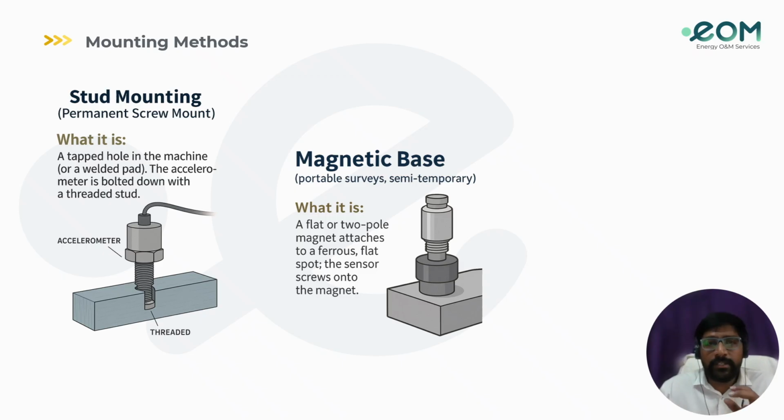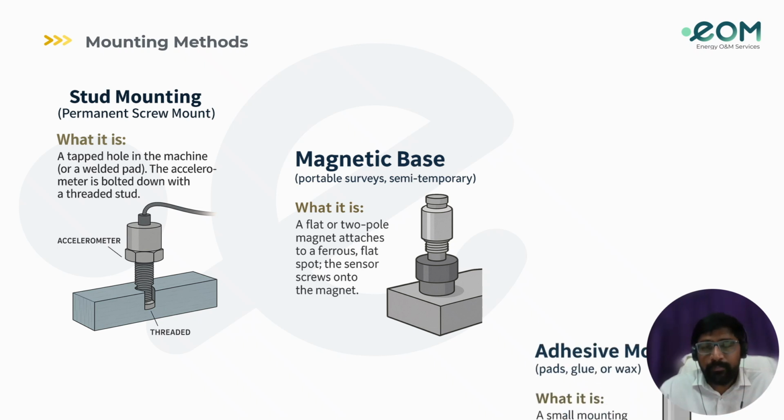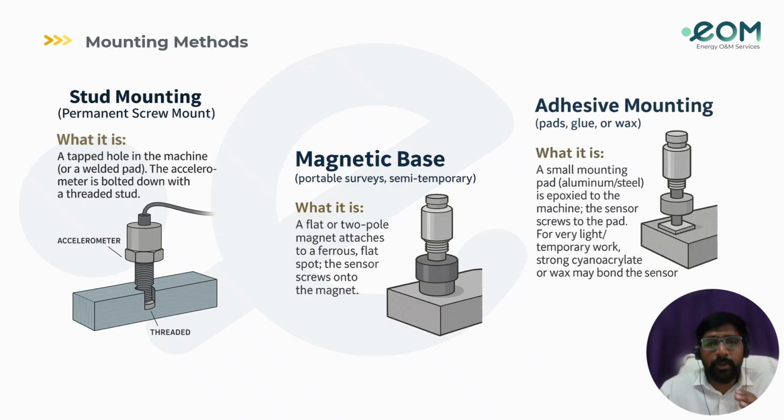And the third one is adhesive mounting, where pads or glue or wax are used. Coming to the adhesive mounting, in this figure we can see a small mounting pad is attached to the machine. Then the sensor screws onto the pad. For very light or temporary work it is opted for.